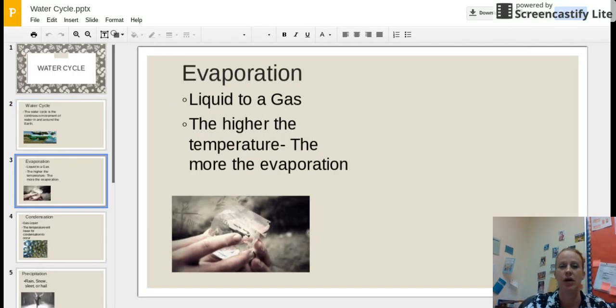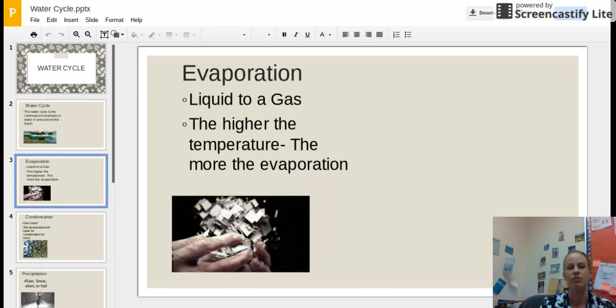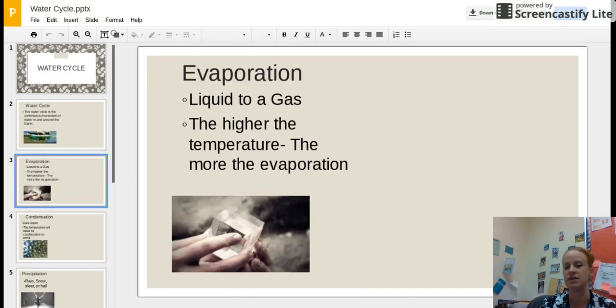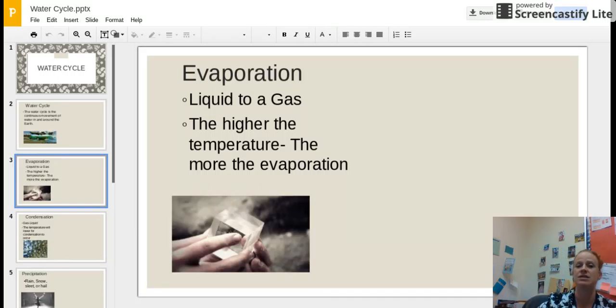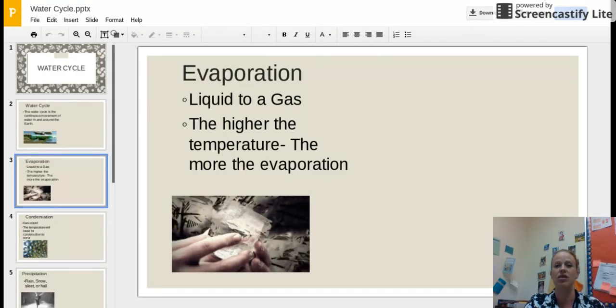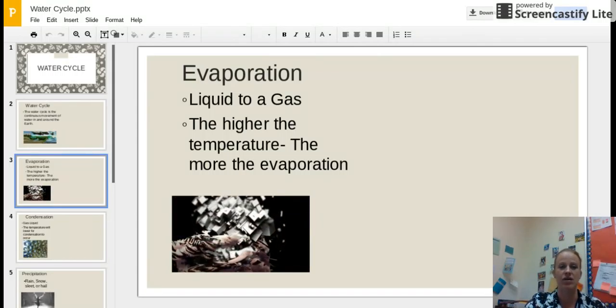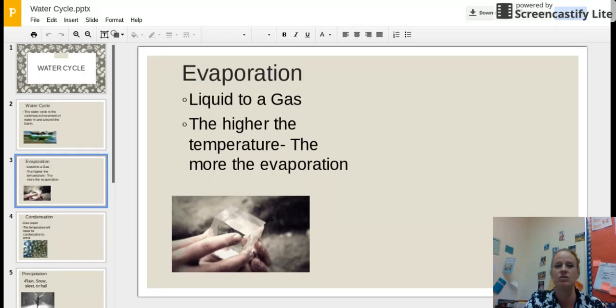Let's first talk about evaporation. So evaporation is when we have water that's in a puddle, in a lake, in a stream, in the ocean. It's going from a liquid and it's rising into the air as a gas. And the higher the temperature, the more evaporation we're going to have. So the hotter it is outside, there's going to be more evaporation.